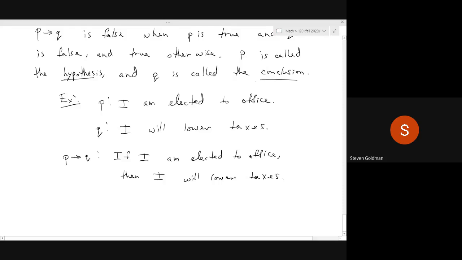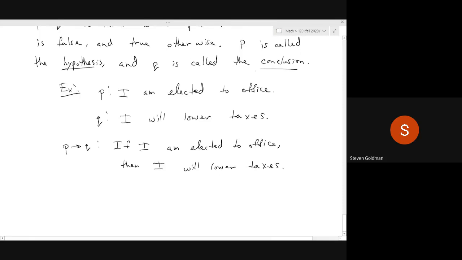Okay, so we can look at this example to try and understand that a little better. Let's say that P and Q are both true. P is true: this person is elected to office. And Q is also true: he's elected to office and he lowers taxes. Then this person told the truth. He said, if I'm elected to office, I will lower taxes. That's exactly what happened. He didn't lie. He didn't break his campaign promise.